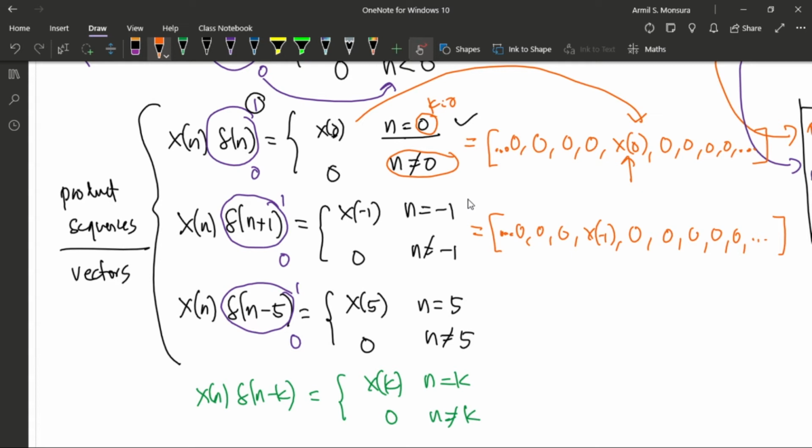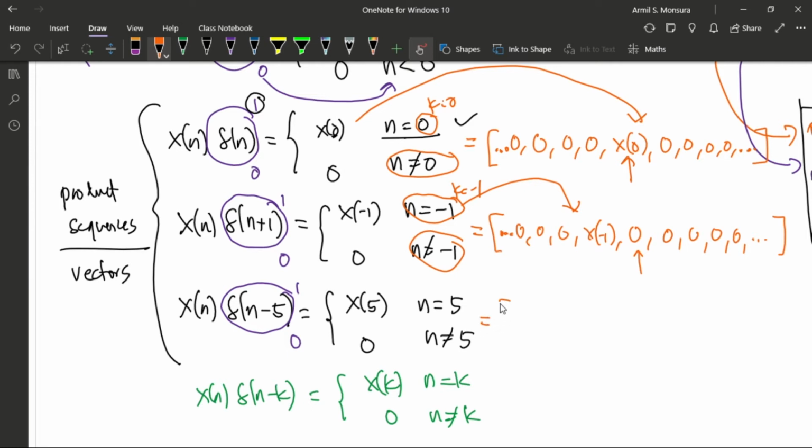Dito naman, since your k here is negative 1, magkakaroon lang kayo ng value ng product sequence niyo when n is negative 1. Ito kasi yung n equals 0. So, if this is n equals 0, n equals negative 1 to, so may value siya dun. Negative 2, negative 3, negative 4, tsaka 1, 2, 3, 4, wala siyang value. 0 siya. Kasi nga, when n is not equal to negative 1, 0 siya.